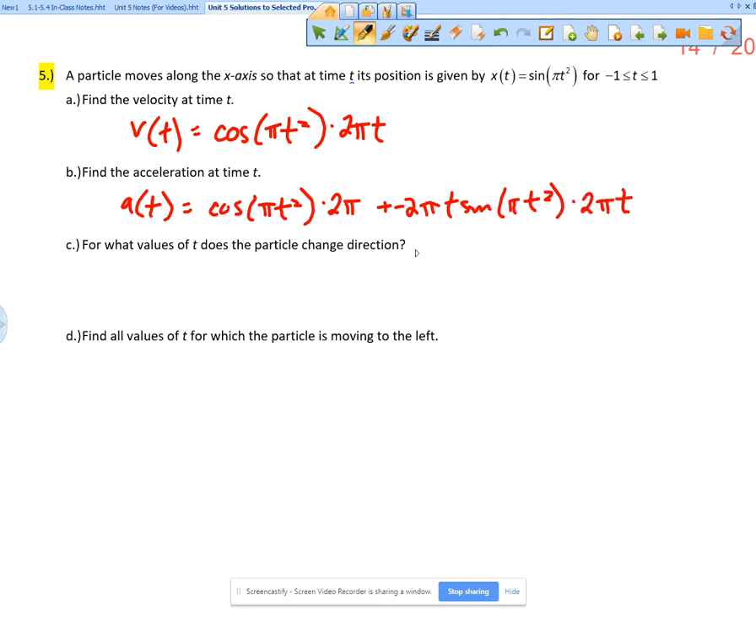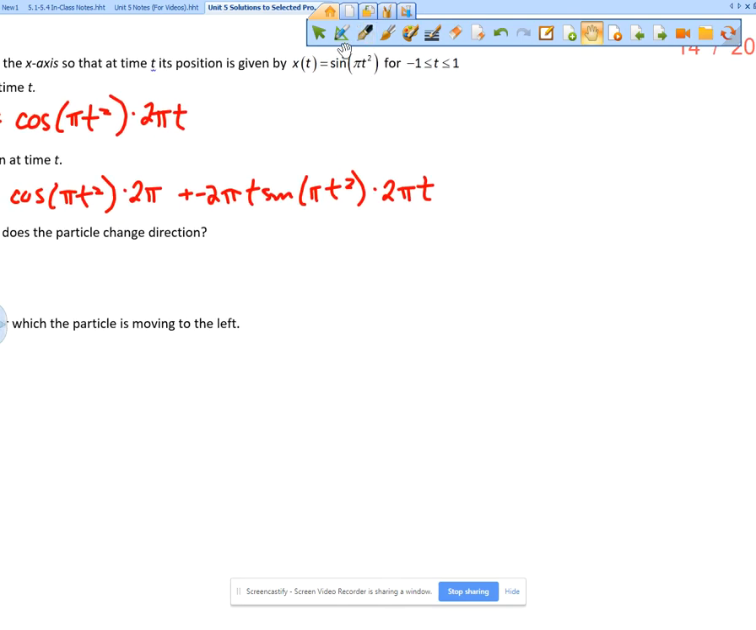All right, so that is our function. Now, we could simplify it a little bit. Sorry that I'm going to run out of room here, but we could simplify it to be 2 pi times cosine of pi t squared, and then minus. Now, I've got a 2 pi t here and a 2 pi t here, so 4 pi squared t squared sine of pi t squared.